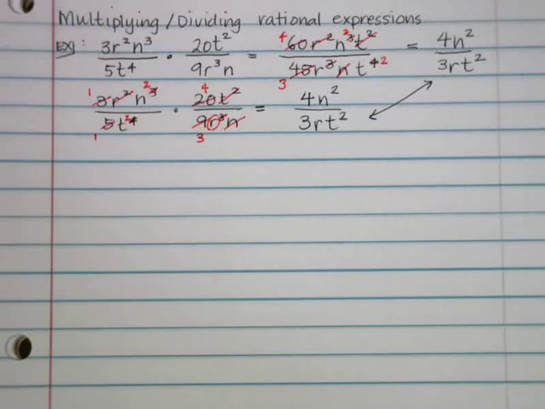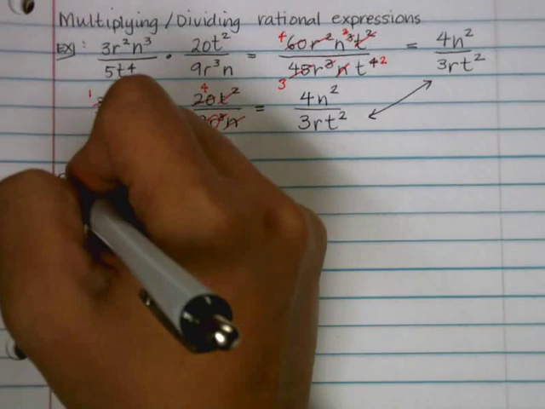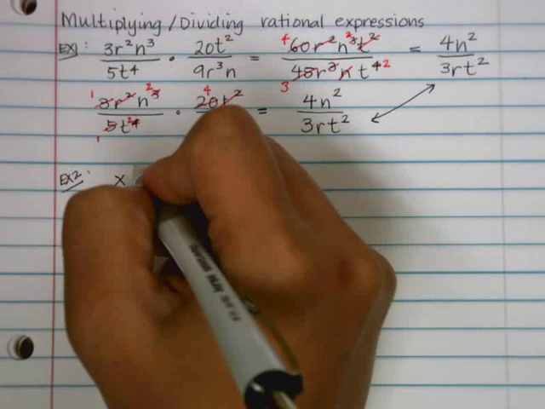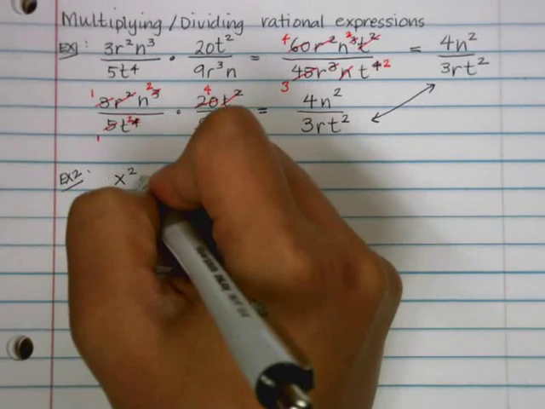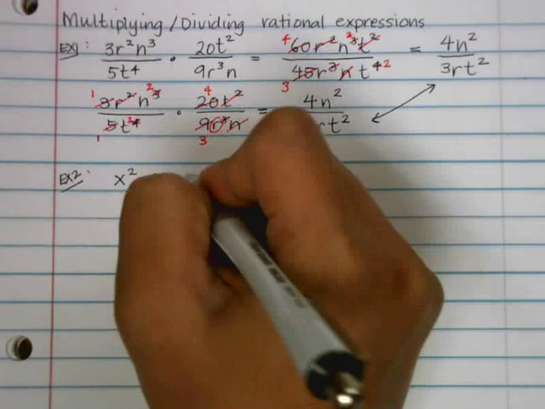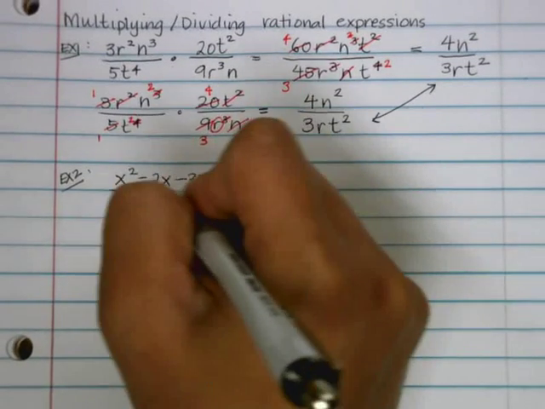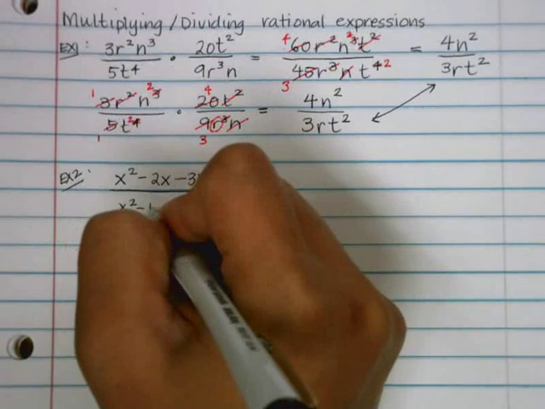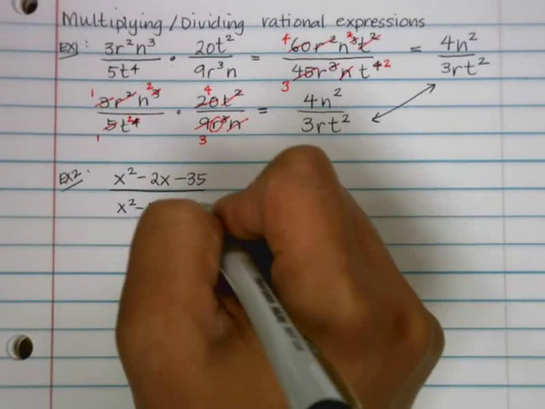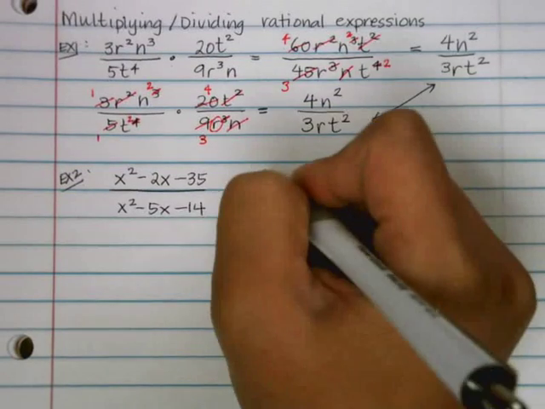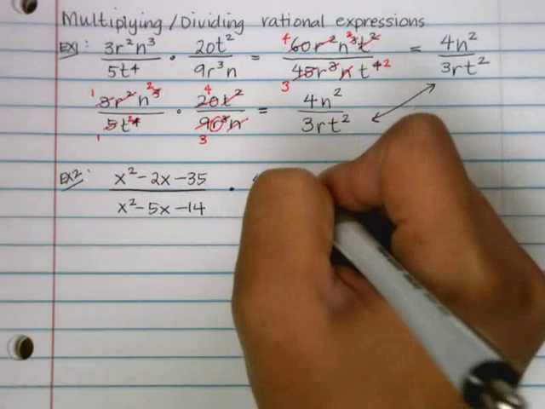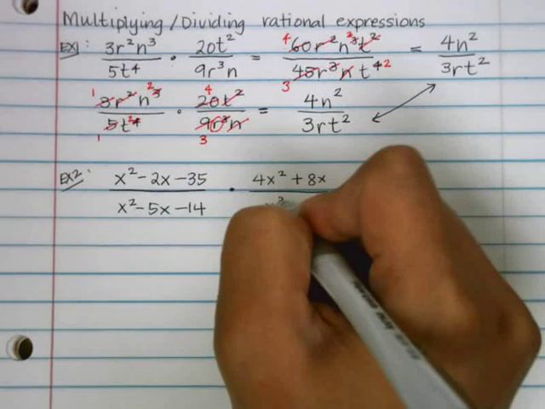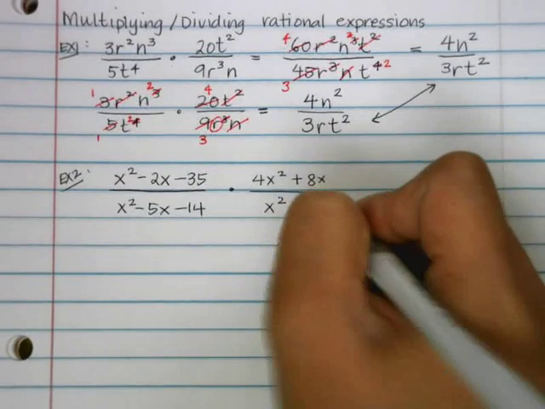All right? Let's have another example. This time let's do something with trinomials and binomials. X squared minus 2x minus 35 divided by x squared minus 5x minus 14. And we want to multiply that by 4x squared plus 8x divided by x squared minus 25.